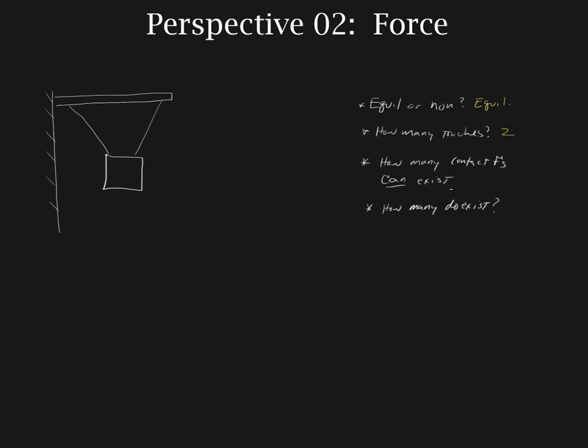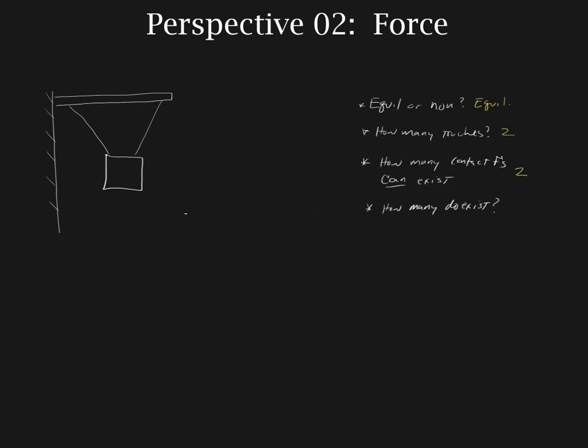Now for this one, you need to be careful, because if you go back to your force catalog, you're going to see that a string can only ever exert a single force on an object, unlike a hard flat surface like the tabletop, which is capable of producing up to 2 different forces. But for strings, it's only one force, and that's the tension force. So how many contact forces can exist? That's going to be 2.